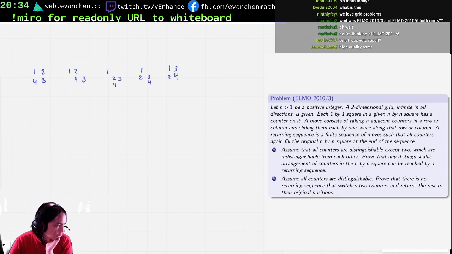Well, let's vote result. We're doing the ELMO problem, and then we're doing Codeforces, and that might be all I do today. Because I don't really want to do the polynomial inequality, to be honest.